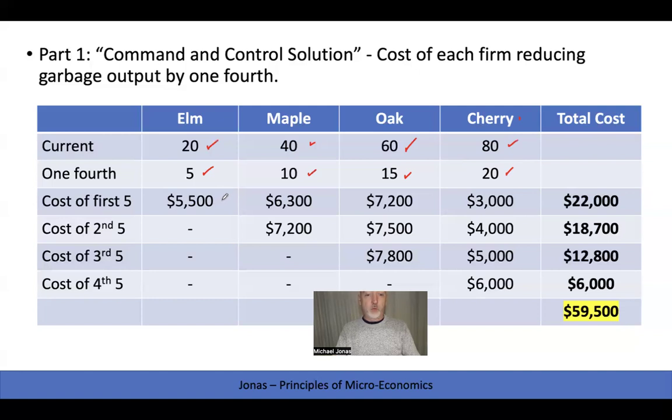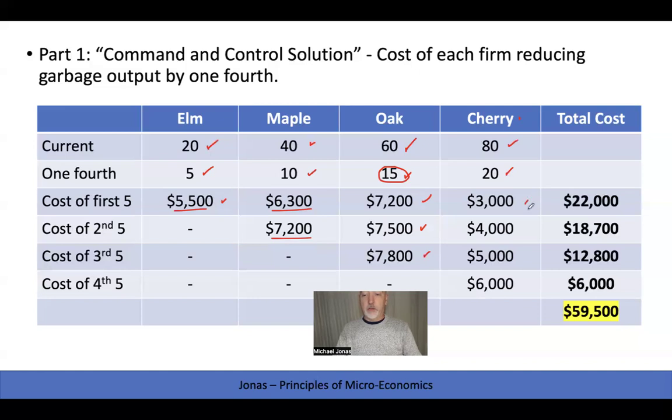Elm only needs to clean up 1. So it's going to be paying $5,500 for that 1. Maple needs to clean up 2, the 25% reduction. So it's going to have $6,300 plus $7,200, and on we go. Oak needs to clean up 3, that 15 unit or 25% reduction. And those first 3 had those costs $7,200, $7,500, $7,800.